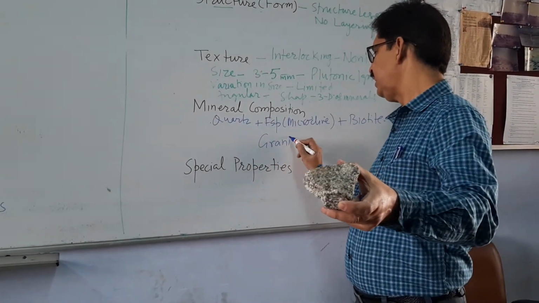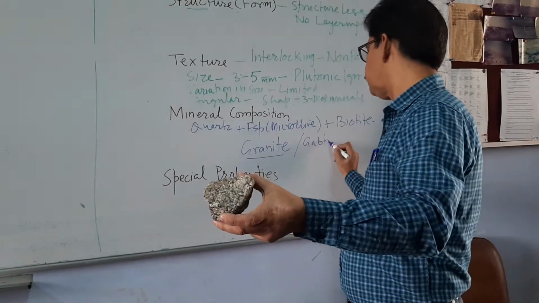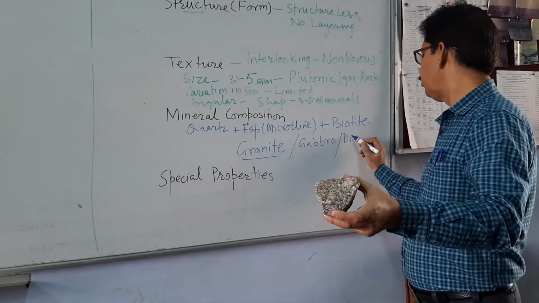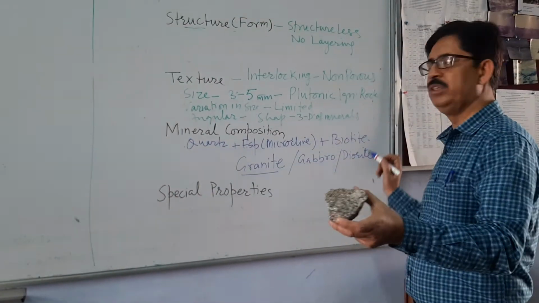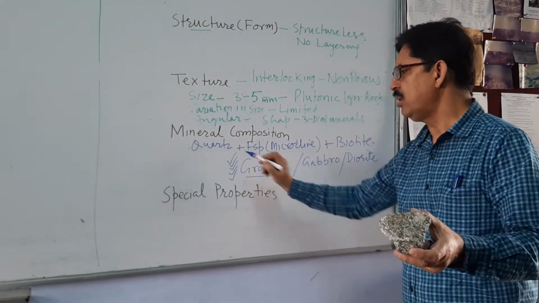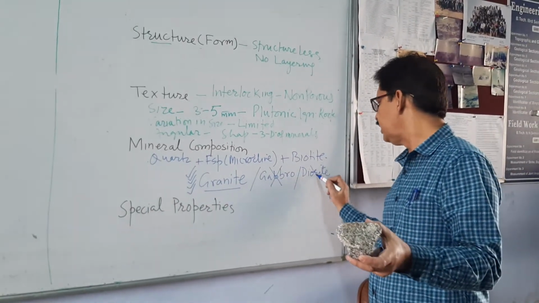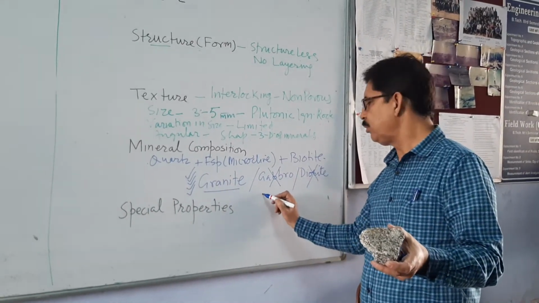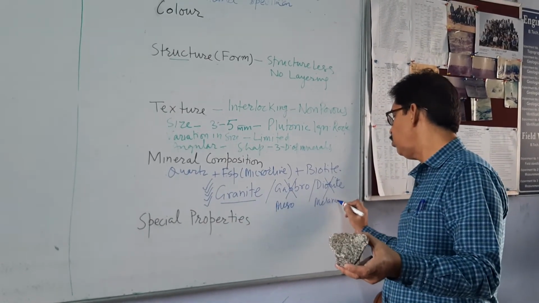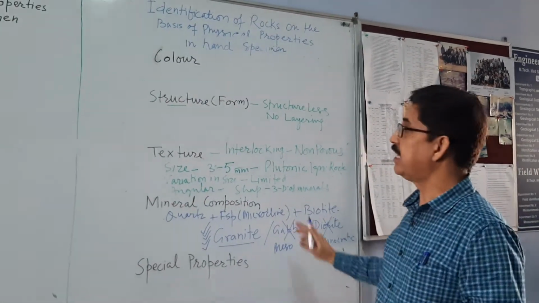You see, in our course, we have granite, we have gabbro, we have diorite as plutonic igneous rock. This is the most commonly found igneous rock, that is granite. So this is this one. It is not gabbro, it is not diorite, because gabbro is mesocratic and diorite is melanocratic. So you see, the color is used here.